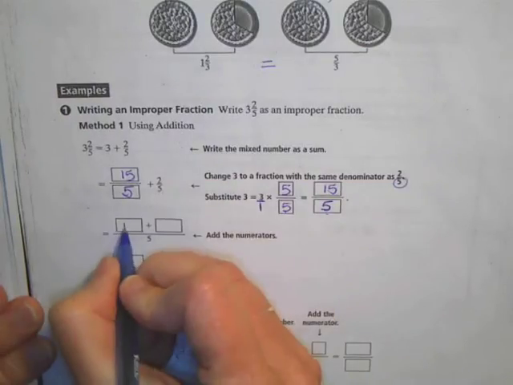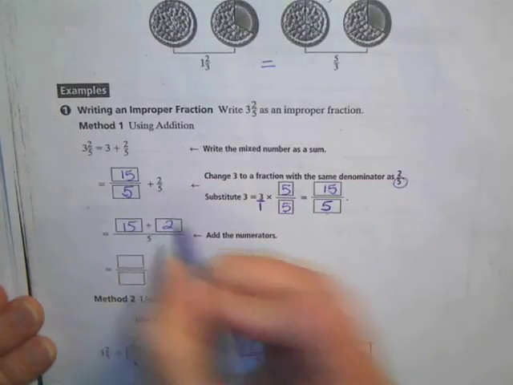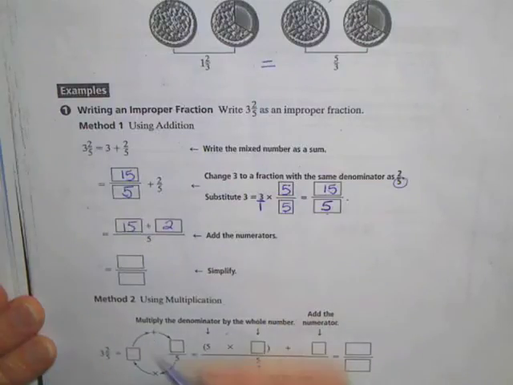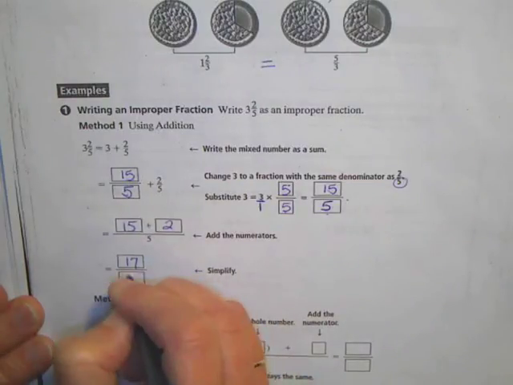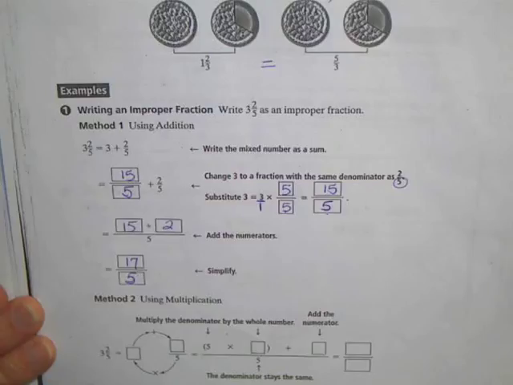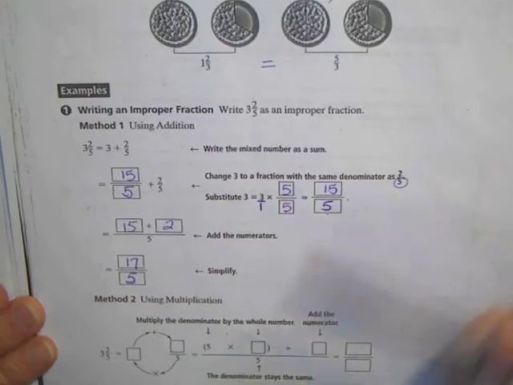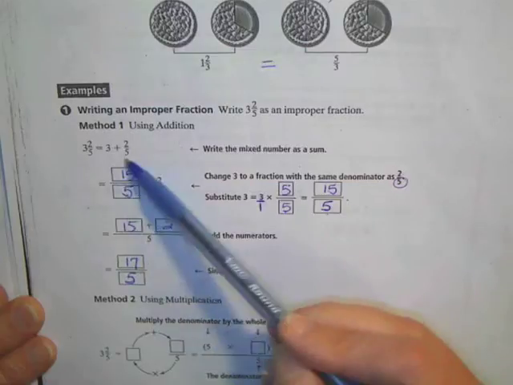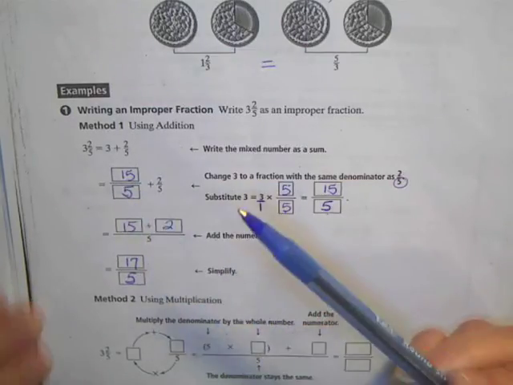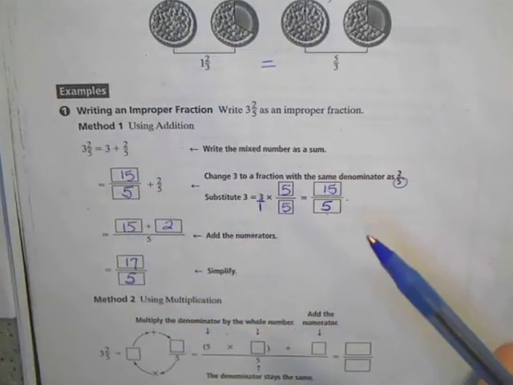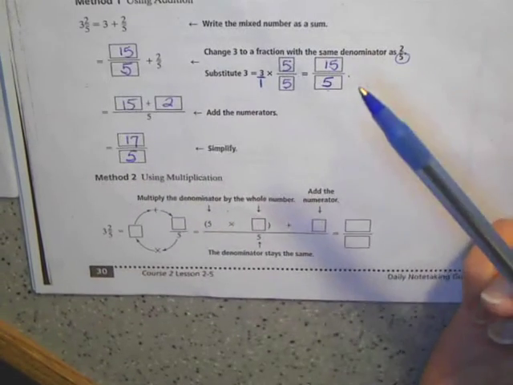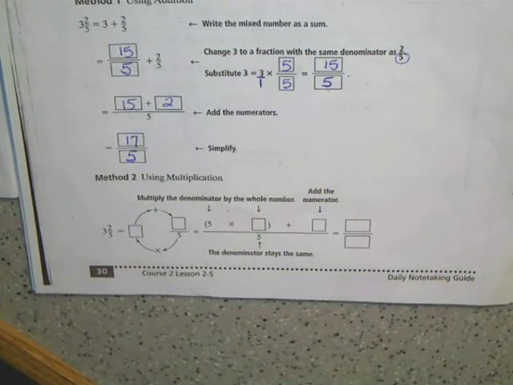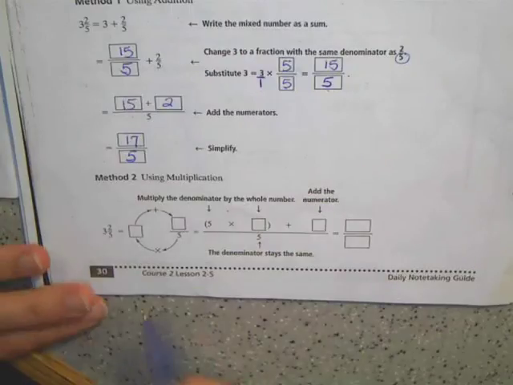So we add our numerators, the 15 from our 3 and the 2/5 that we already have, to give us 17/5. Okay. So again, this clearly shows the whole number 3 being rewritten as 15/5, plus the 2/5 that were additional there. Our answer then is 17/5 as an improper fraction.